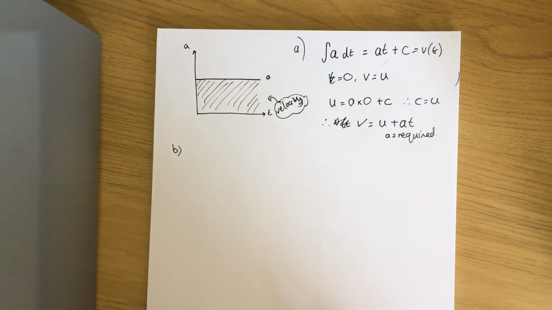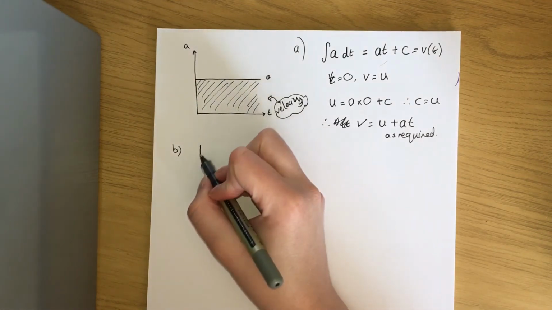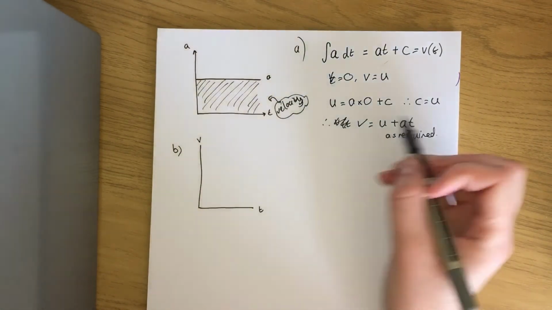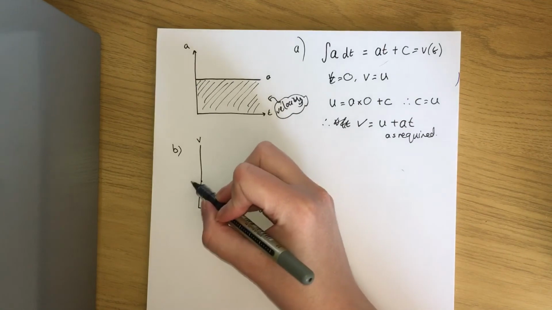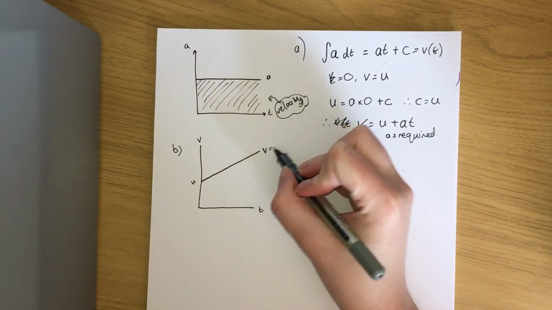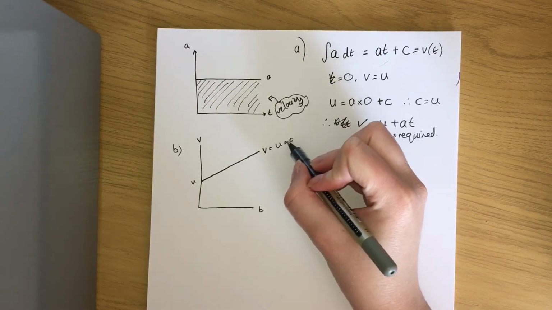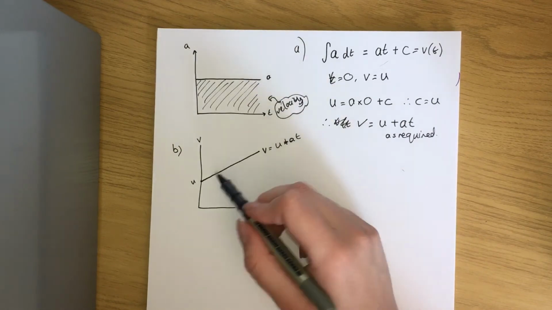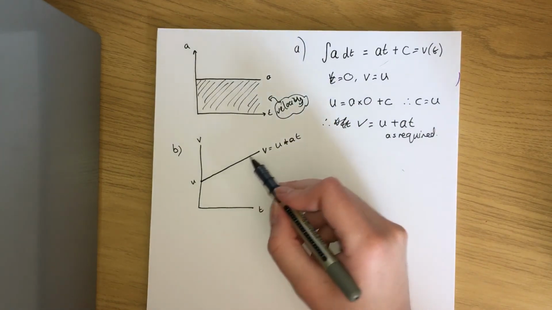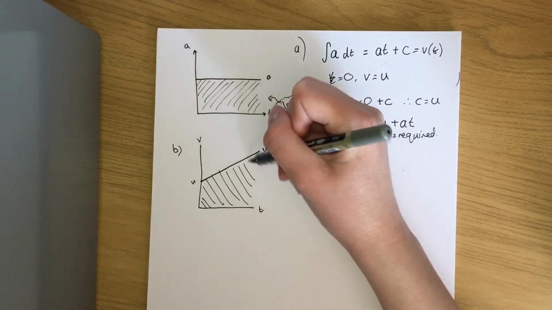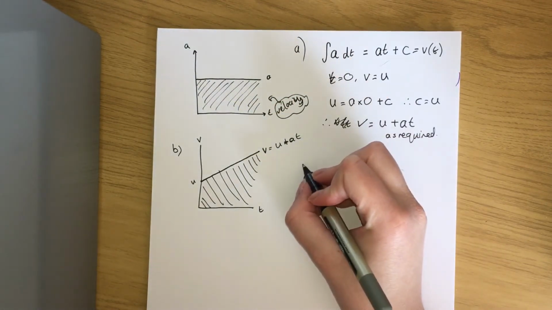Part B wants to demonstrate that displacement is s equals ut plus half at squared. Well, this time what I'm going to do is a velocity time graph, and I'm going to plot this line. So that would be u. So that is the line v equals u plus at. So obviously u is going to be its initial velocity, so it's where it starts, and it's increasing at a constant acceleration. So if I want displacement, I want the area underneath that graph.